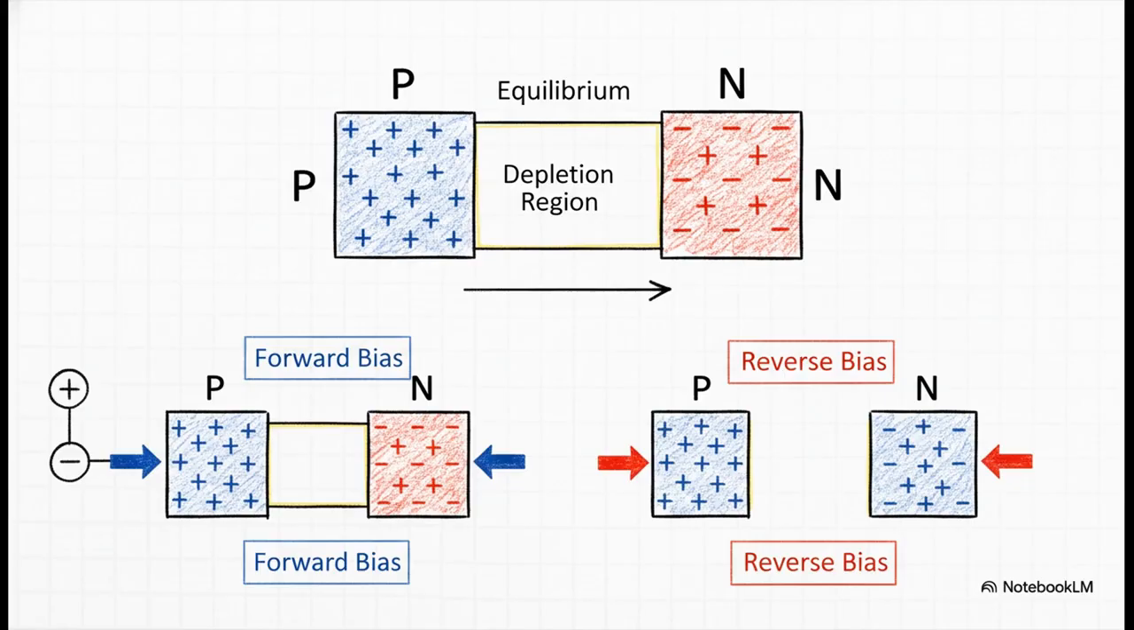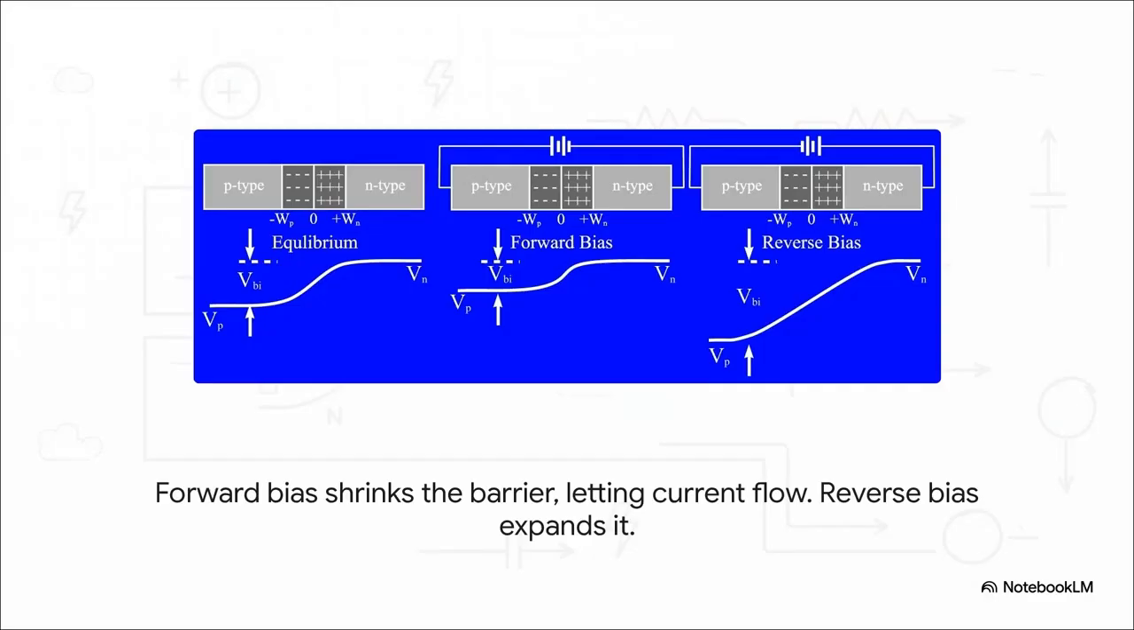The magic happens when we apply an outside voltage, because that voltage can either shrink this barrier down or make it even bigger. And this image shows you exactly what's happening to that barrier. When we're in forward bias, our external voltage is literally pushing against the barrier, shrinking that depletion region and letting the current flow right through. But in reverse bias, the external voltage actually helps the barrier. It pulls it wider, making it even harder for current to get across. It's like making a dam bigger to stop more water.